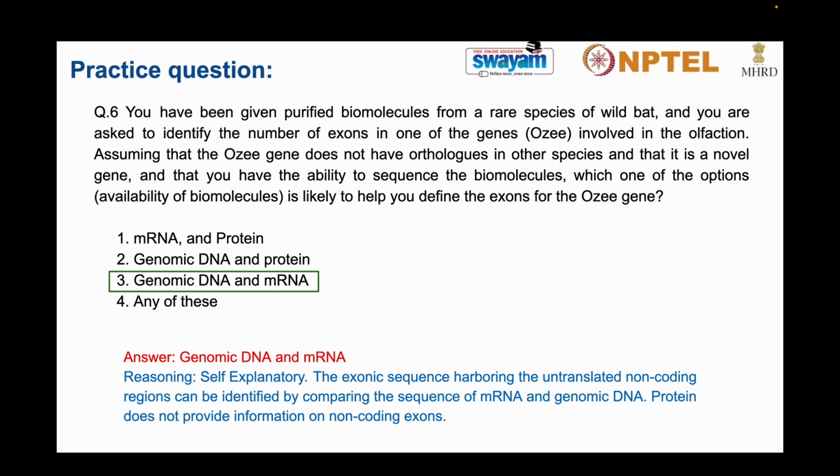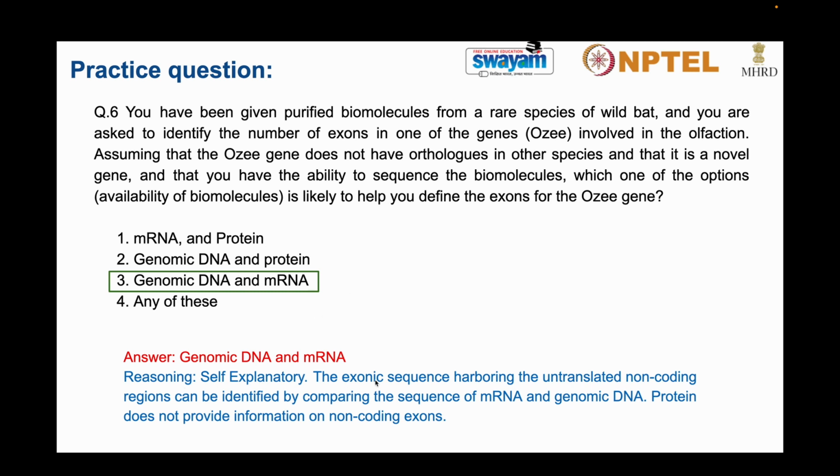When you perform the comparison, because the genomic DNA will have both exons and introns, if we compare the mRNA with the genomic DNA, then we will know where that exon is lying in the genomic DNA, and then we can count the number of exons. So in that way, option 3 is the right answer.